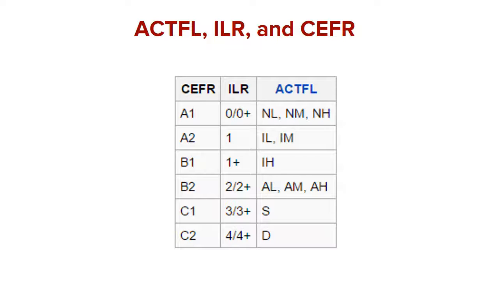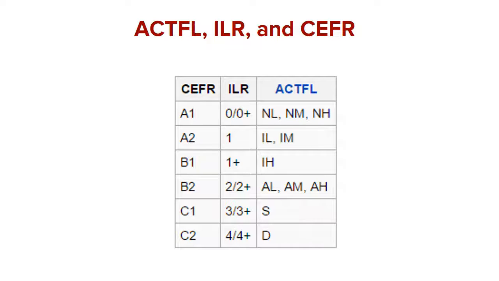So here is a diagram that tries to align ACTFL with the Interagency Language Roundtable and the CEFR. And so we can see that the A1 level at CEFR, that's the 0 in the US government, and that's the novice level in ACTFL. As you go to A2, we get level 1, and then we have sort of the intermediate. B1 is still in level 1 and still intermediate. By the time we get to B2, we're getting to level 2 and the advanced range.